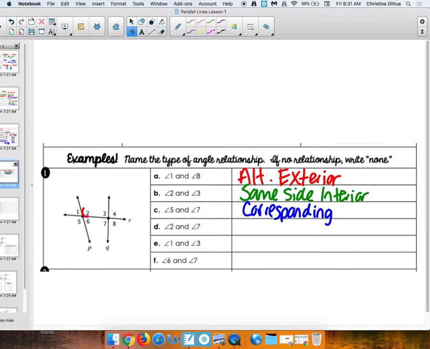How about 2 and 7? Alternate interior. Good. We have top and bottom of my transversal, but they are both inside.